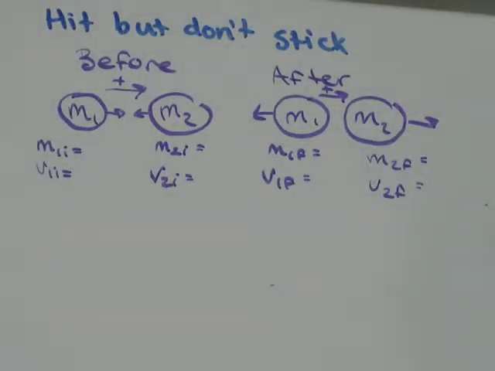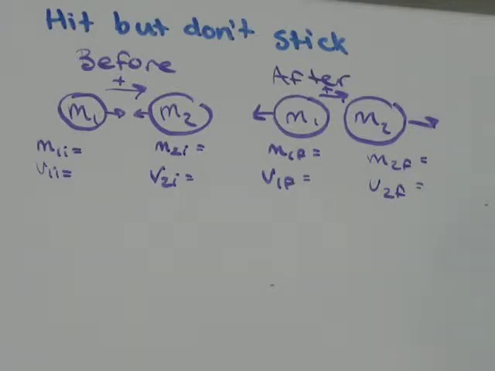Hey guys, in this video we are talking about what effect there is on momentum when two objects collide with each other. So there's three situations. The first one is when the objects hit each other, but they don't stick together. They bounce off each other and keep going the opposite direction of their initial.